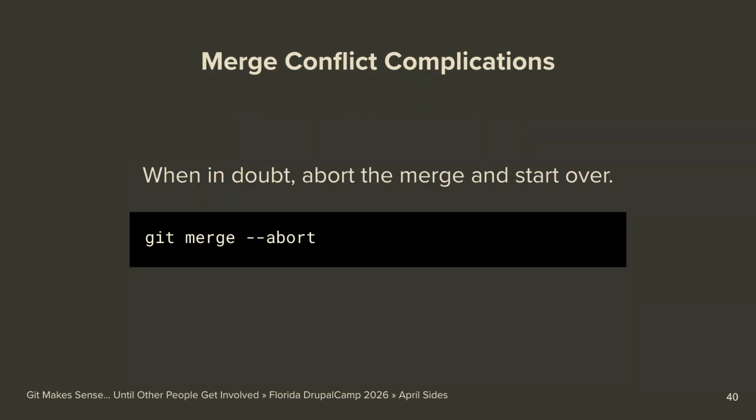When in doubt, abort the merge and start over. Sometimes I'll go through, even in the editor, and I'll be like, oh, wait a minute, I don't think I was supposed to do that. I'm just going to back out of this. You can do git merge --abort, and it'll take you back as if you weren't merging at all. Then you can re-merge it in and go through the conflicts again.